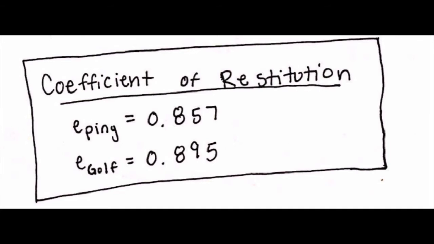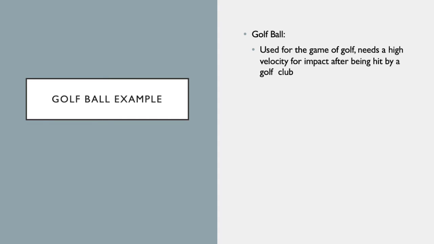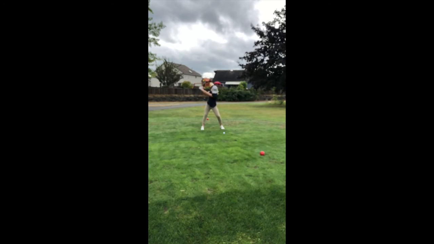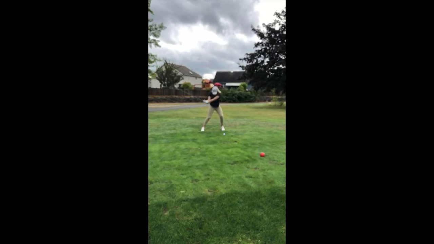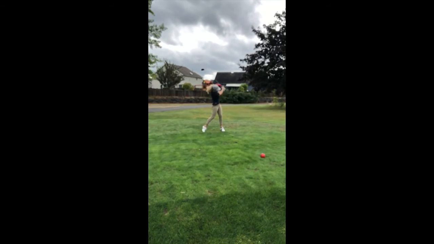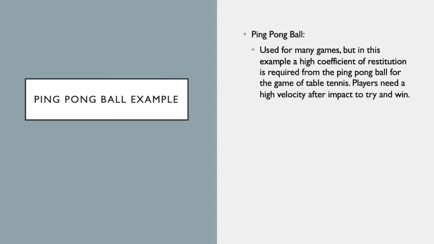Since the golf ball has a higher coefficient of restitution, in future situations it should bounce better than the ping pong ball, which would make sense for the applications that the two balls are used for, since a golf ball is expected to impact against a golf club and fly as fast as it can from that impact.